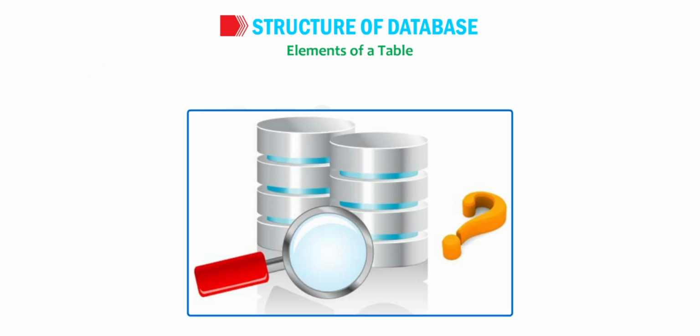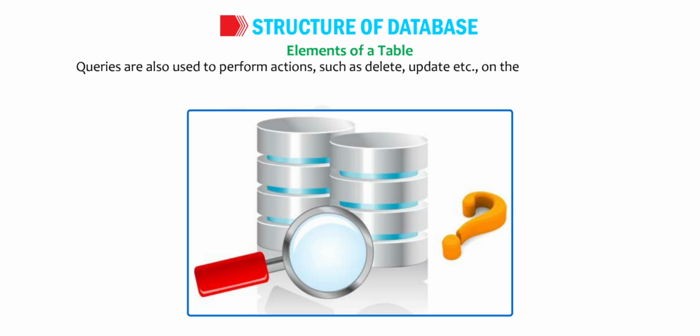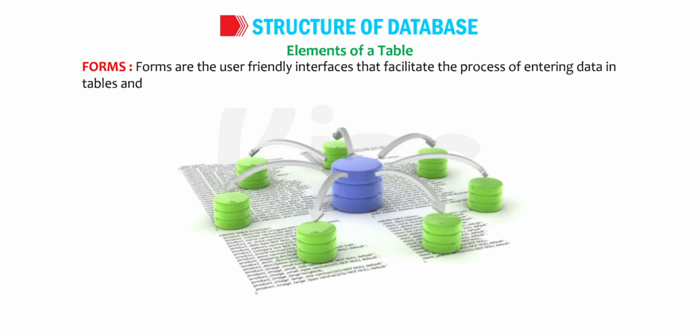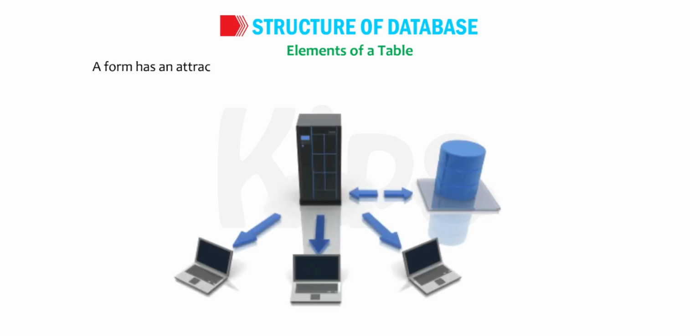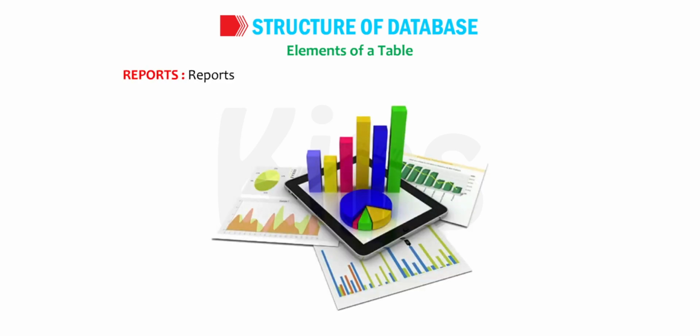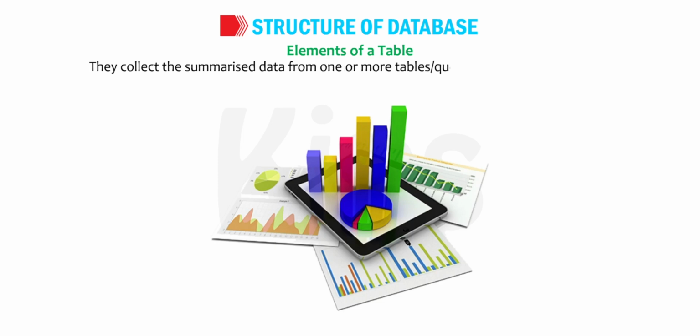Queries. A database stores a vast amount of data, but queries help us to retrieve the filtered data based upon some conditions. Queries are also used to perform actions such as delete, update, etc. on the data based upon some criteria conditions. Forms. Forms are the user-friendly interfaces that facilitate the process of entering data in tables and queries. A form has an attractive interface that accepts data from the user and forwards it to the corresponding table or query. Reports. Reports are used to display the selected data in a printable format. Reports collect the summarized data from one or more tables or queries and organize it in a printable form.